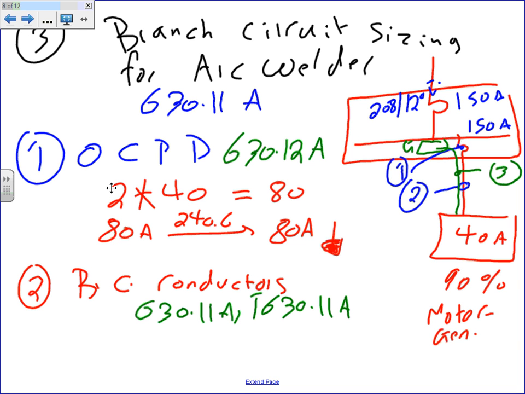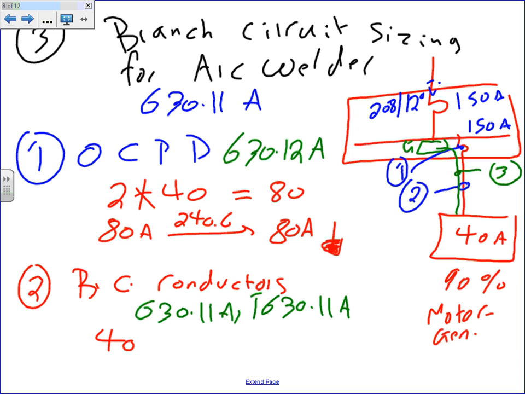If you go to the branch circuit, any question about the overcurrent protection device? Straightforward: 2 times the rated load amps from the welder, and go to the standard. If it's not a standard, go down, unless when you went down it keeps tripping, then you can go up. But the default is go down. Okay, the branch circuit.